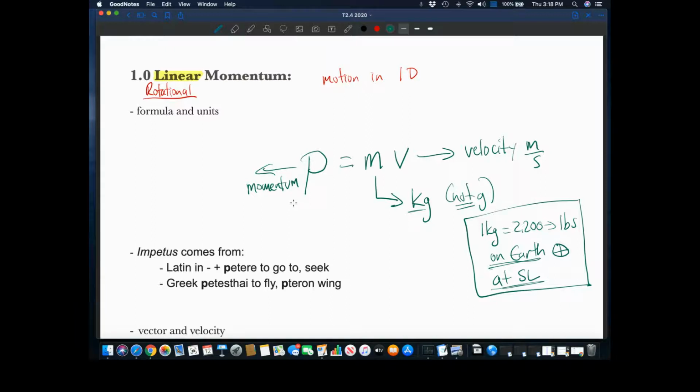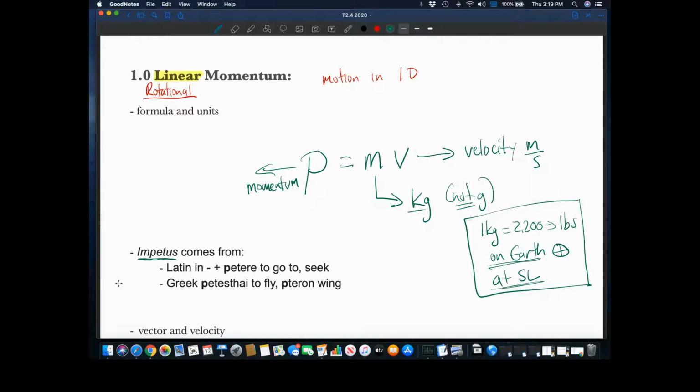The real reason is that the concept of momentum comes from several words in Latin and Greek, impetus. In Latin, it means in plus petere, which means to go to or seek. So if something has momentum, it is seeking to go somewhere. If something has inertia, it wants to keep moving, like it has a goal in its mind to get there. And similarly, in Greek, it's pedestai, which means to fly or tear on wing. And of course, we say we might take flight or fly away. Doesn't necessarily mean we fly like a bird. It means we move away from or go towards something flying. And so that's why it's P for momentum.